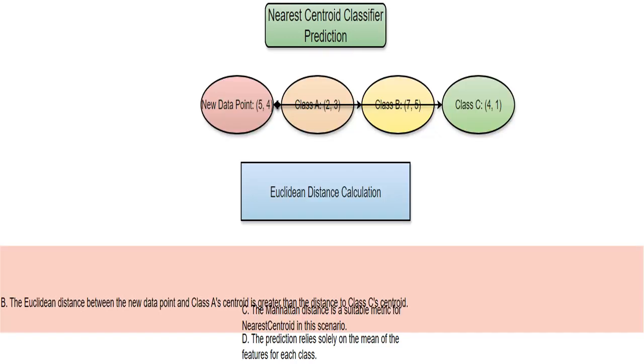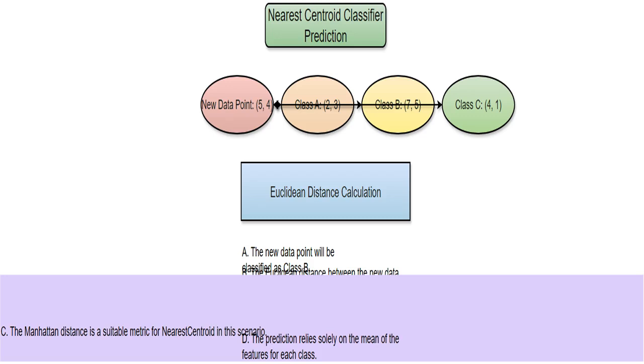This statement asks us to compare the Euclidean distances, the straight line distances, between the new data point, (5, 4), and the centroids of class A, (2, 3), and class C, (4, 1). We need to compute those distances and see which one is larger. This helps us understand the relative proximity of the new data point to different classes.